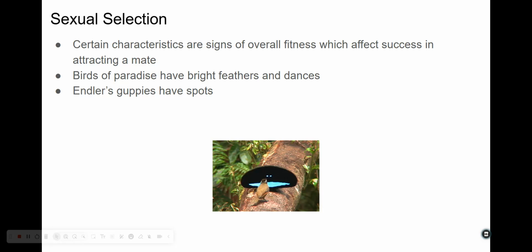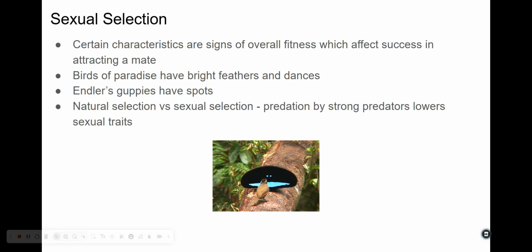Now, is sexual selection always the most important? And the answer is no. So you have natural selection versus sexual selection. And so predation by strong predators will lower sexual traits. This was proven by Endler with his guppy research, where he found that the number of spots diminished over time when there was stronger predators.